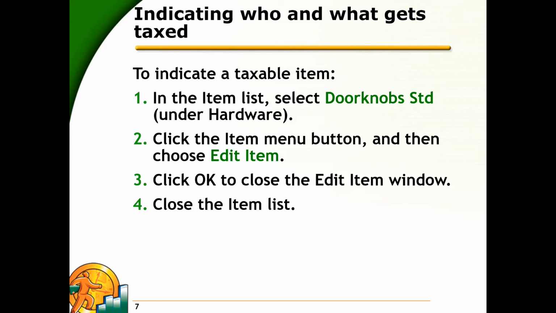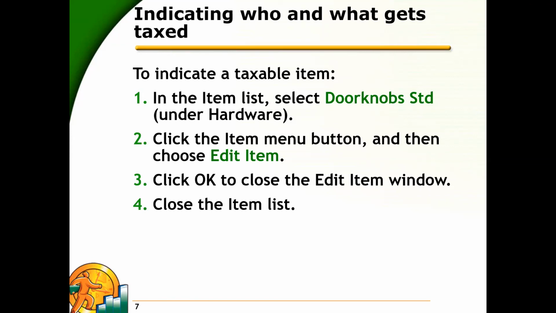To indicate a taxable item, in the item list, select doorknob studs under hardware. Click on the item menu button and then choose item list. Click on OK to close out the edit item window.